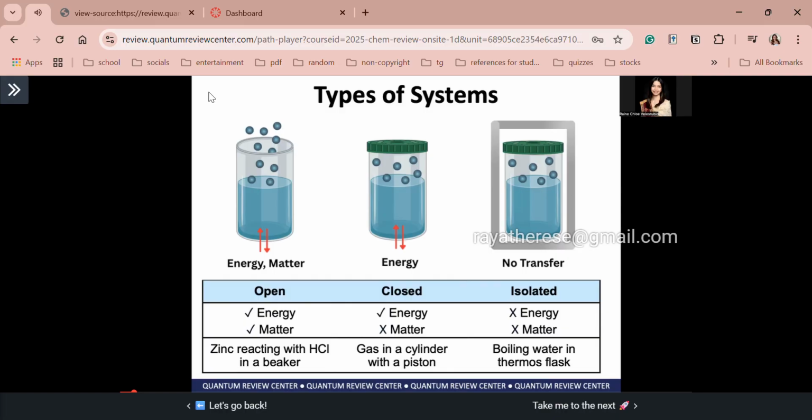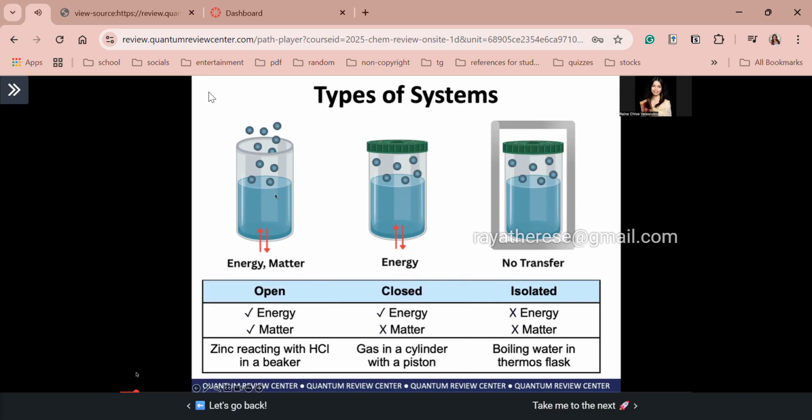So for example, meron kang zinc na nag-react with HCl in an open beaker. That is what we call an open system. Kasi may lumalabas at may papasok na energy and matter. And then next, we have the closed system. In closed systems, guys, energy transfer is allowed, but matter transfer is not allowed.